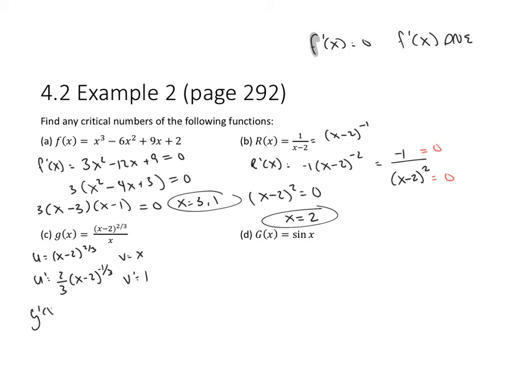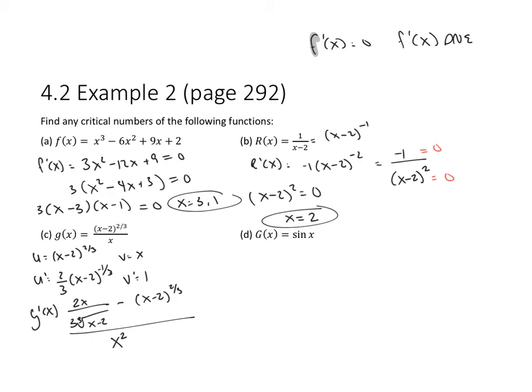So my derivative is 2/3, I'm going to write it as 2x times the cubed root of x minus 2, minus x minus 2 to the 2/3, all over x squared. So before I can find my critical values, I'm going to need to clean this up a bit.